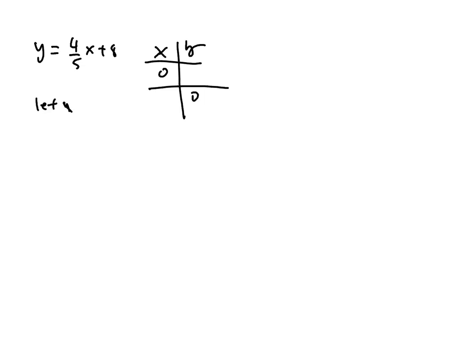You have y equal 4 over 5x plus 8. Okay, so x and y intercepts only. So I'm gonna find the y value first. So let x equal 0. So y equal 4/5 times 0 plus 8. This whole thing is gone, so y equal 8.